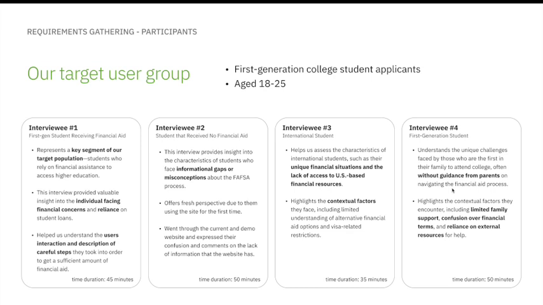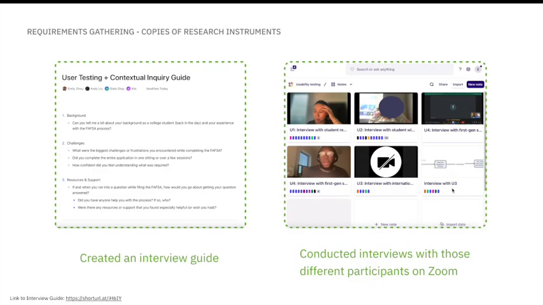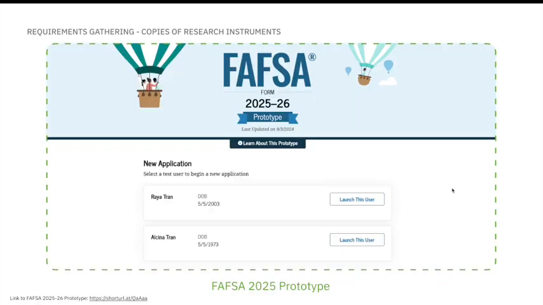We began asking questions about their backgrounds, challenges, and resources they had, and then conducted interviews over Zoom, where they shared their screens to demonstrate how they searched for FAFSA deadlines, assessed eligibility, and tested the usability of the FAFSA application. For the last part, we utilized the 2025 FAFSA prototype that was released by the Department of Education, which, despite being a prototype, contained the essential workflow structure and questions needed for our testing.